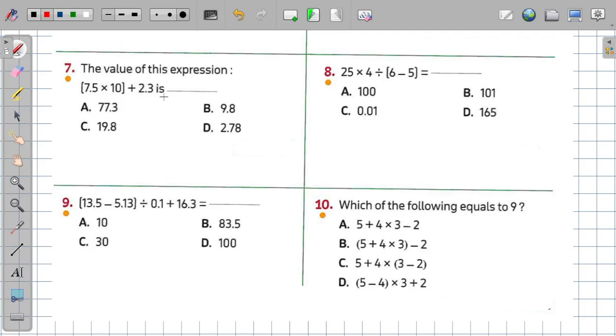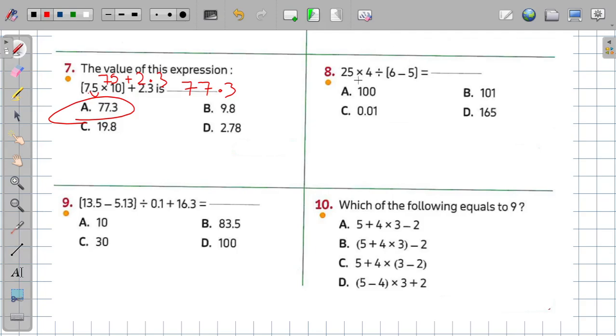The value of this expression is what? I have 7.5 multiplied by 10 plus 2.3. So first, let's do what's inside the parentheses. So I have 7.5 multiplied by 10 is equal to what? I will move the decimal point one place to the right. So I have 75. 75 plus 2.3. So I have 75 plus 2 equals 77. So it will be 77.3. So the result will be A.